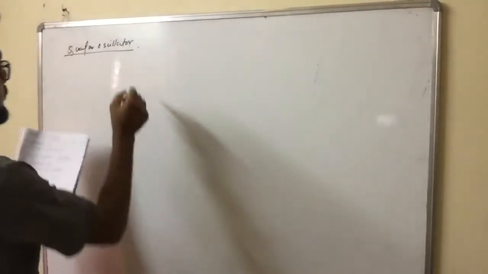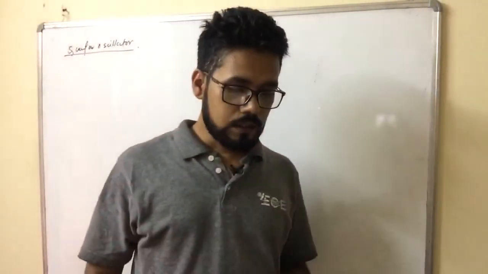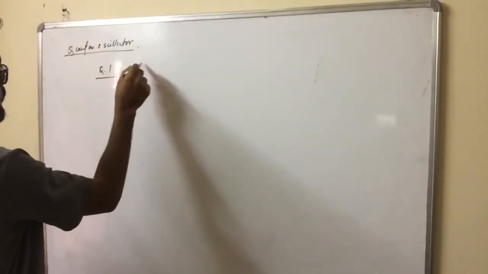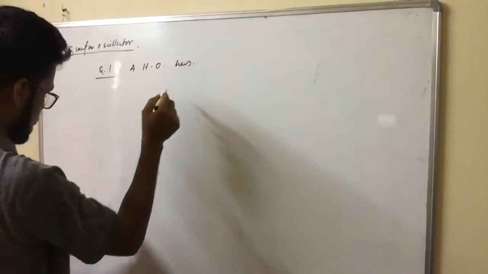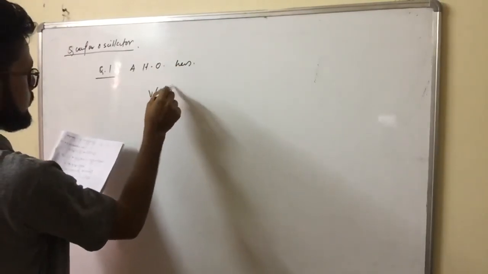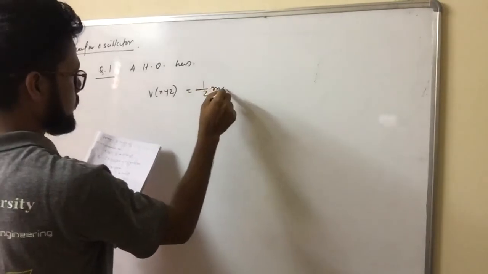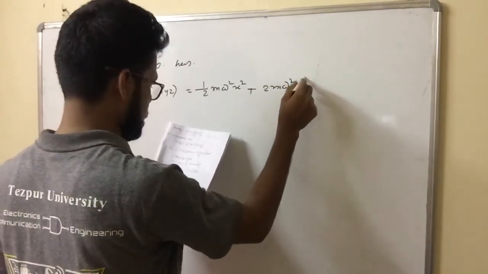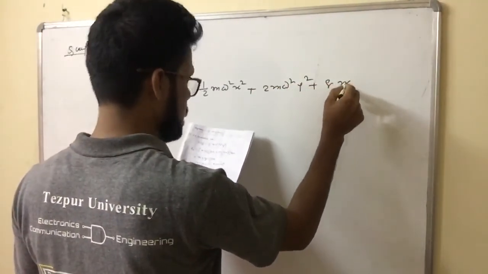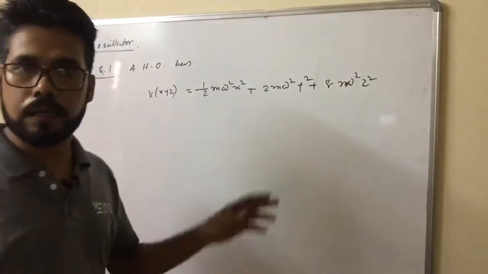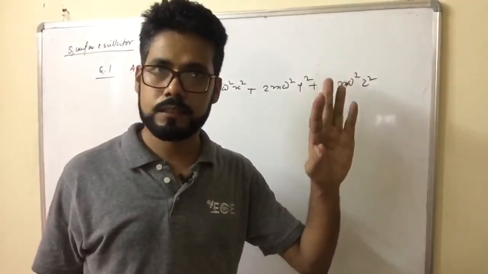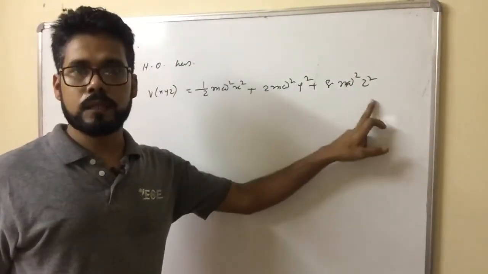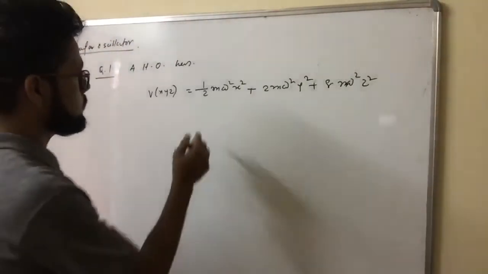This is basic, that's why I am telling you. One question you can understand; this question comes in the near exam, a 3-mark question. A harmonic oscillator has potential energy V(x,y,z) equals half m omega squared x squared plus twice m omega squared y squared plus 8 m omega squared z squared. It is three-dimensional. Now in the original formula, half m omega x squared, half m omega y squared, half m omega z squared is there. So I have to reduce this equation to that form.